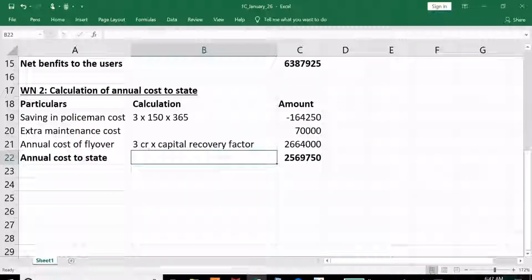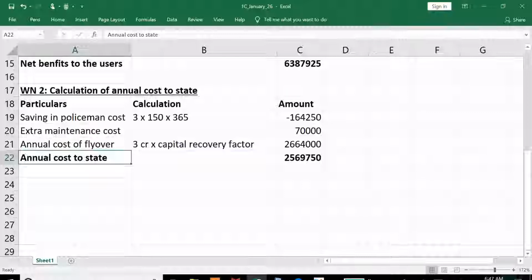To construct the flyover, I am going to spend 25 lakh rupees every year, which is spent in one go. 3 crore is spent in one go, but logically speaking, our annual cost is 25 lakh 69,750. The important term I am introducing here is the capital recovery factor, which is nothing but the inverse of the annuity factor.